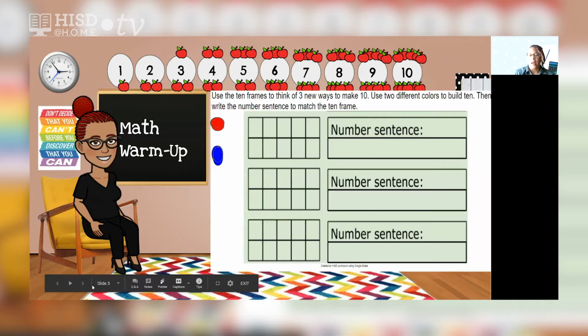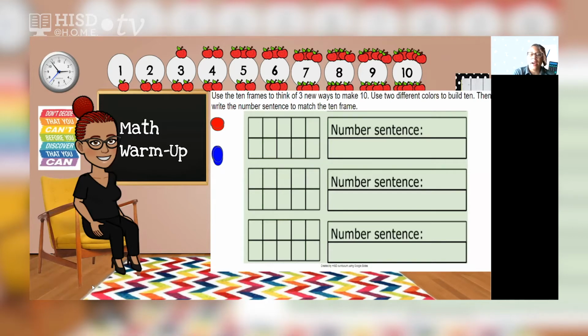For our warm-up, you should already have your tablet and your pencil. If you have crayons, you can use them also. If you don't have it, go ahead and grab it really quickly, because we're going to start by using 10 frames to think of 3 ways to make the number 10.